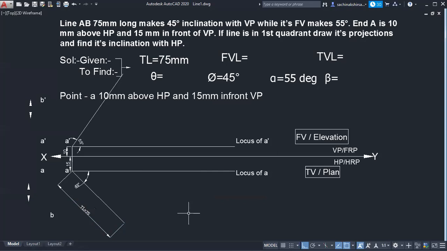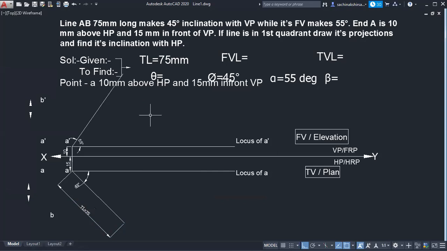Locus. We have to draw the locus. The locus needs to be drawn from this point. Let us suppose a horizontal line, and again from this point also a horizontal line. Locus. Now I know the true length. What do I have to do then?